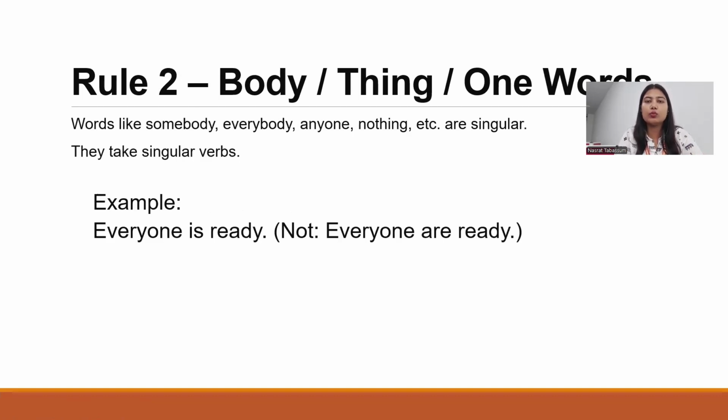Next thing: body and thing words. What does that mean? Any word that comes with such sounds, like somebody, everybody, anyone, someone, nothing, something, are all considered singular. That means they will all carry a singular verb only. If it is everyone, you might think there are a lot of people, so it has to be "are." No, if it is everyone, it means it's a singular form. So everybody, somebody, everyone, someone, nothing, something are all considered singular, and therefore they always carry the singular form of the verb as well.